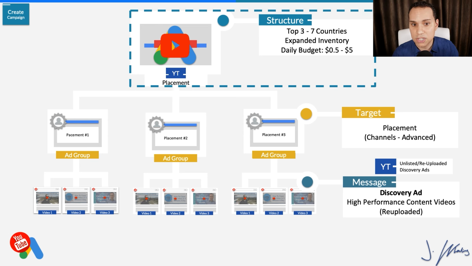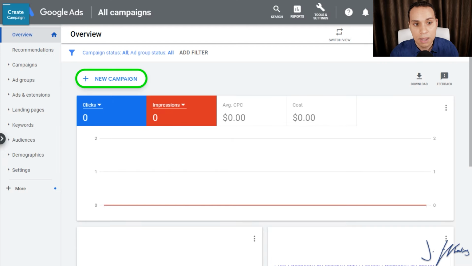And for the daily budget here, you'll notice it's 5 cents to $5. Yes, you can spend 50 cents a day on YouTube ads. We have several campaigns that do that. They only get a couple views, of course, but they definitely still work and bring in subscribers.